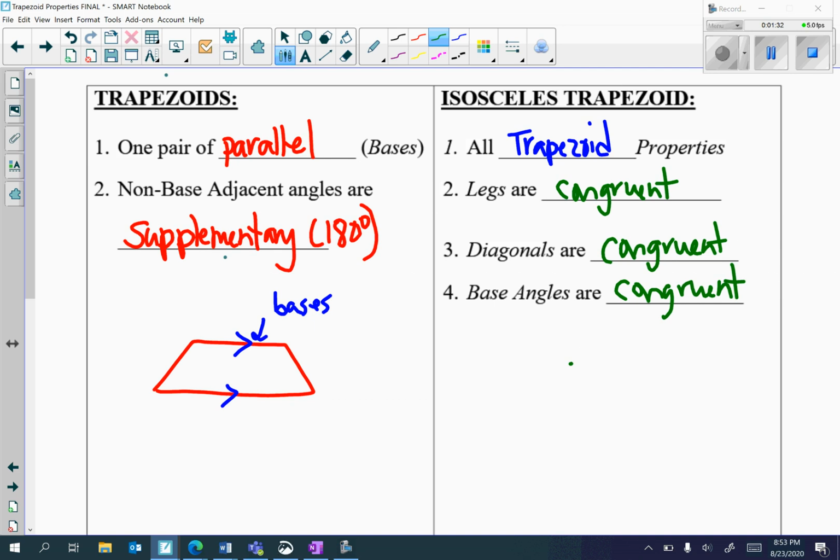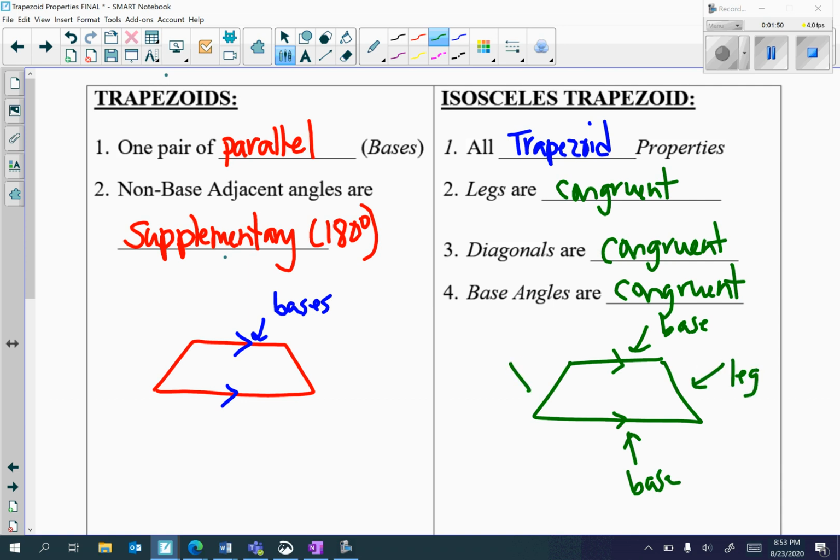Let's draw a quick sketch. So again, I have my base, which is here and here. These are my bases. And these are my legs. Now remember, the legs are congruent here. The diagonals are also congruent, and the base angles are congruent.